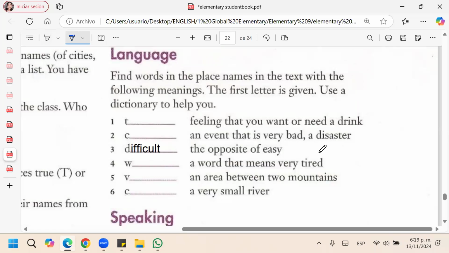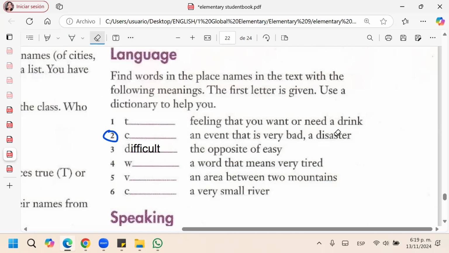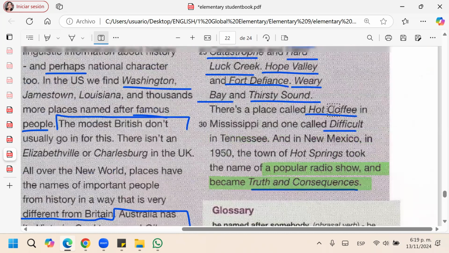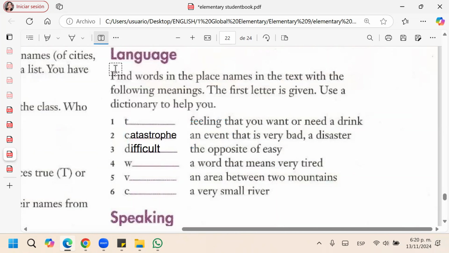Let's see. This one, the number 2. I think you know this. An event that is very bad. A synonym of disaster. What do you think? Catastrophe, yes. A catastrophe. It's here.